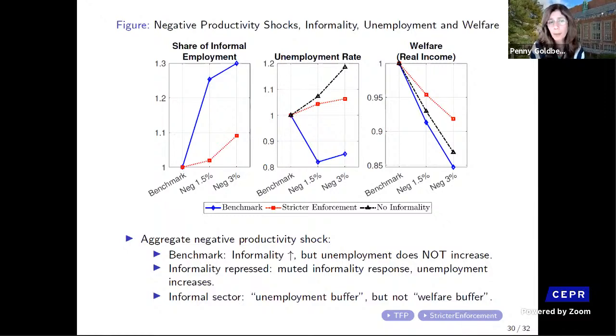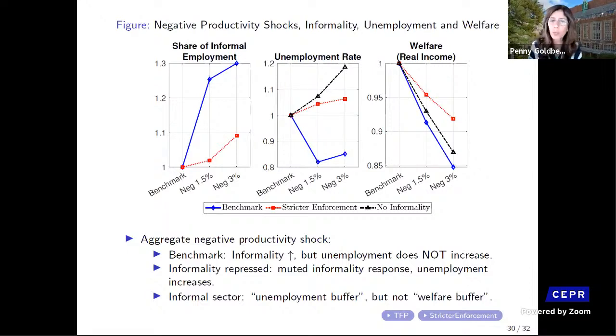The final thing we do in the paper, there are many other counterfactuals, but let me briefly mention another counterfactual that's very interesting. We also consider the case where governments may target informality. They may enforce regulations more strictly. So that would tend to depress informality. This is a scenario we call stricter enforcement. Or they may, in the extreme, just to get some sense of what the effects would be, let's say we didn't have informality at all. Suppose the government managed to eliminate informality.